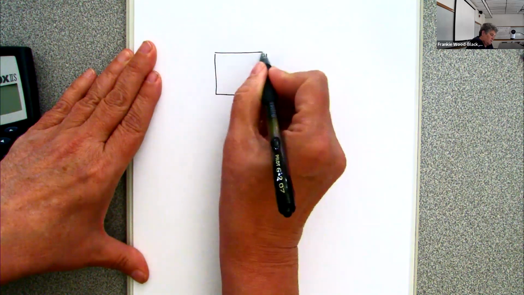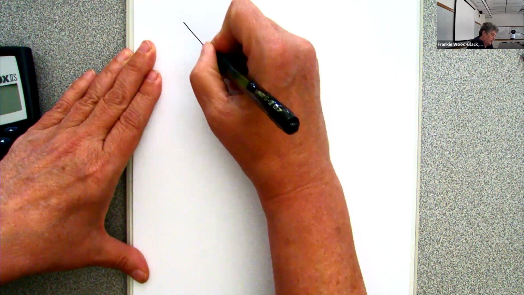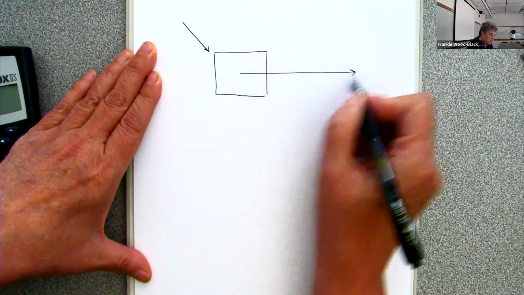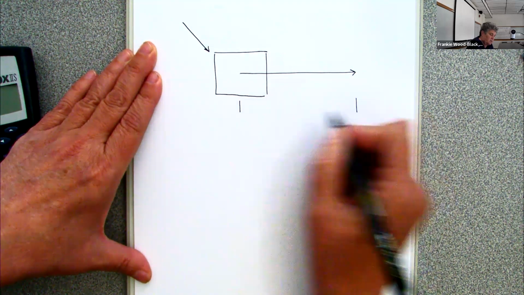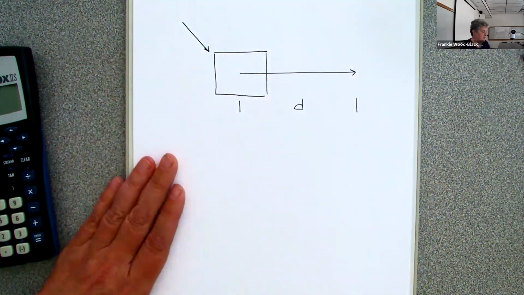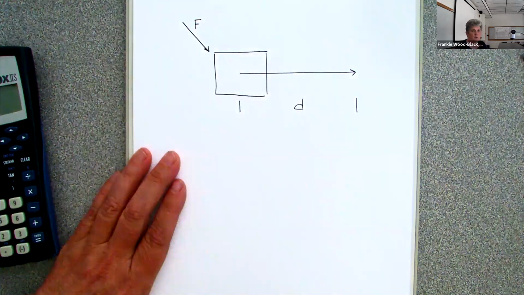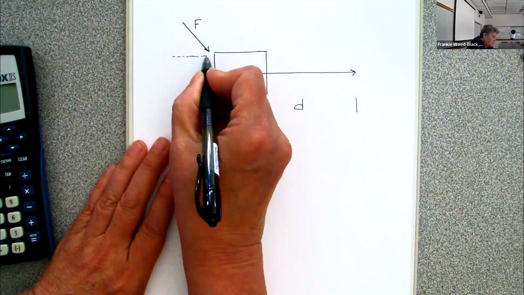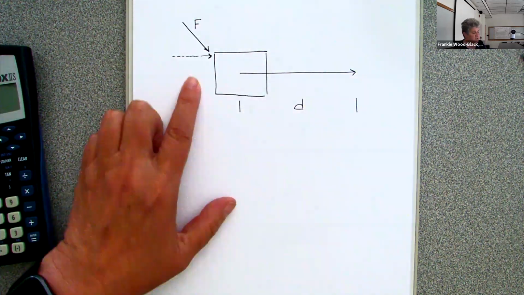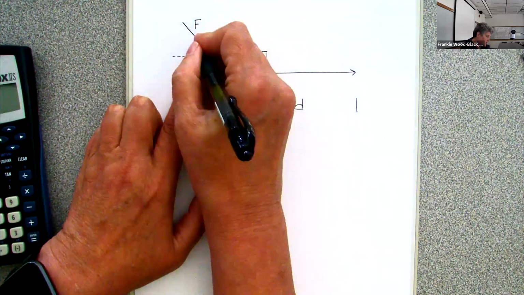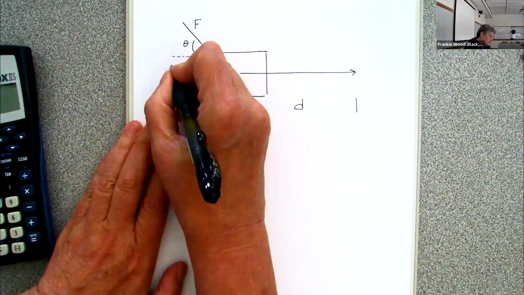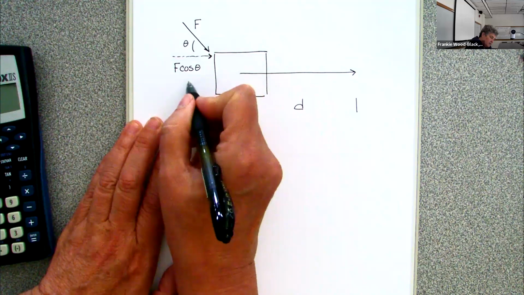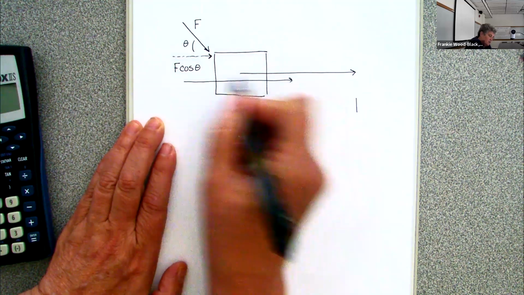So I've got some sort of box here. I'm going to apply a force, and I want my box to move along a direction D. This is the force, and we want to move it along direction D. Well, the force that's going to do what we want it to do, if we look at this angle, the magnitude of my force that's in line with this is going to look like this.